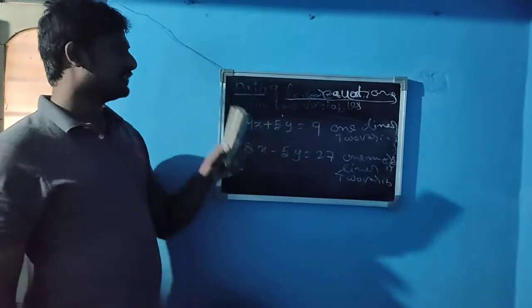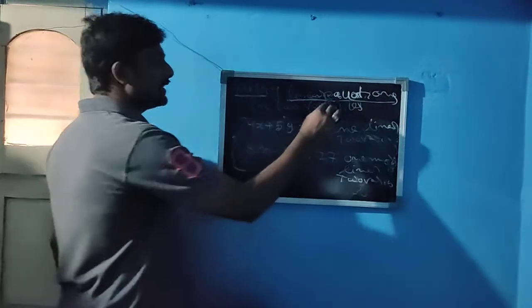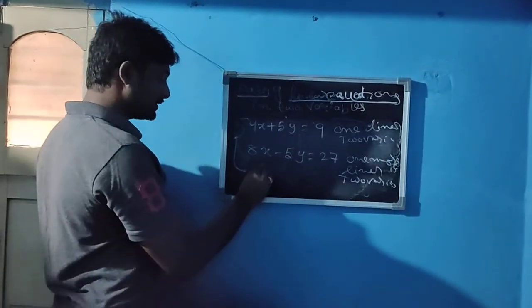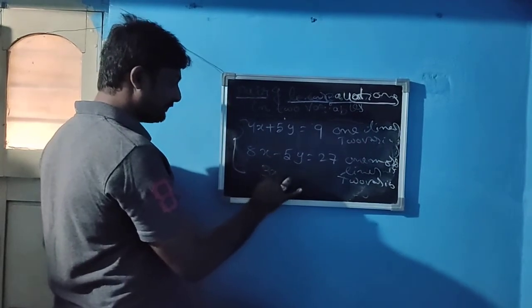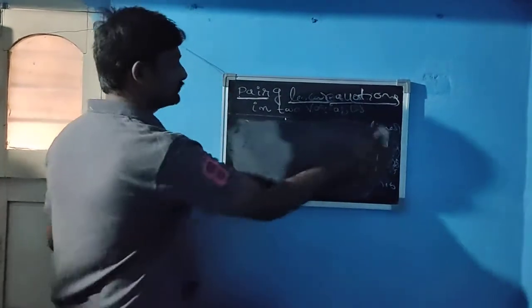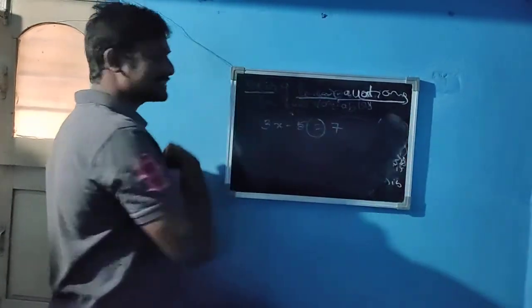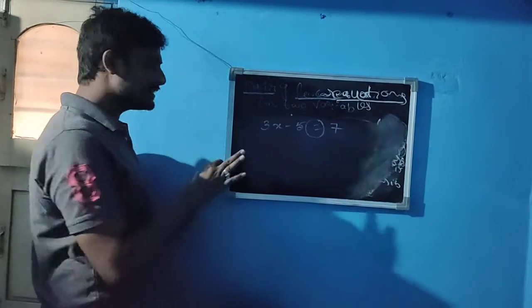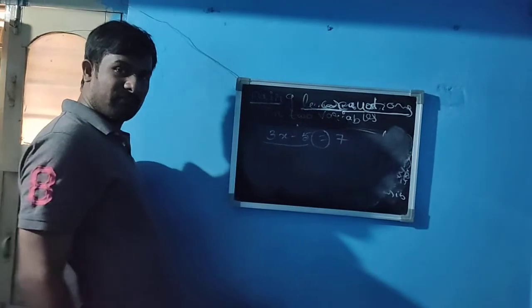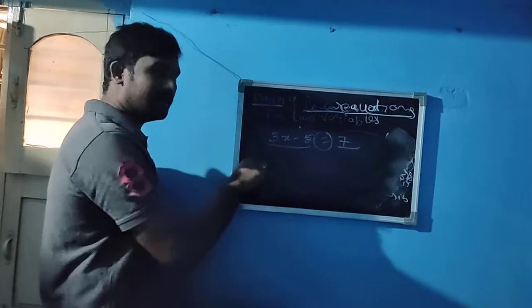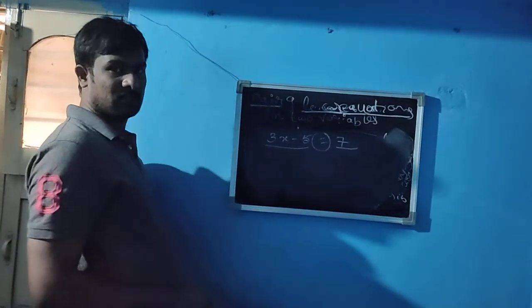So one more time I am repeating to everybody. First you learn about equation. An equation is nothing but what? Suppose 3x minus 5 is equal to 7. In this one, the equal sign is present. That's why this is called an equation. This is called a variable statement, a mathematical statement. You all learned this in 9th class, 7th class, 6th class.